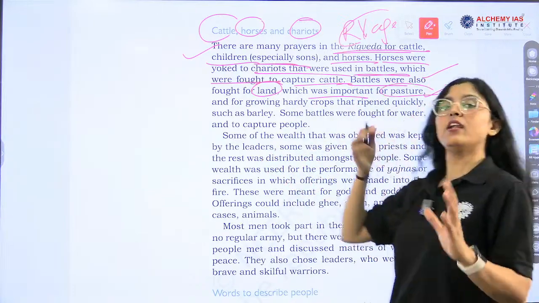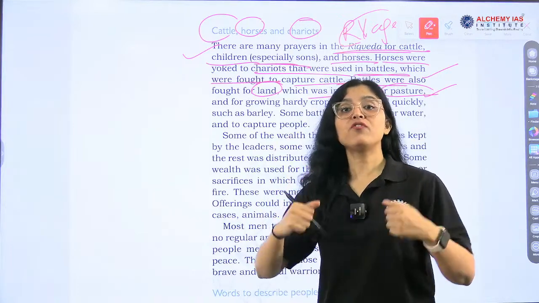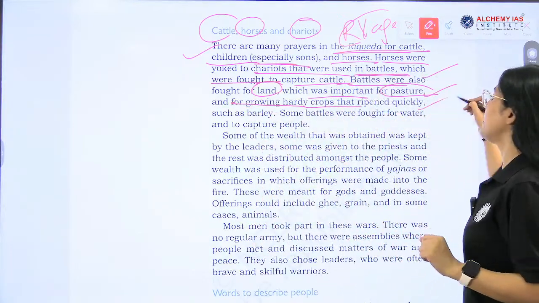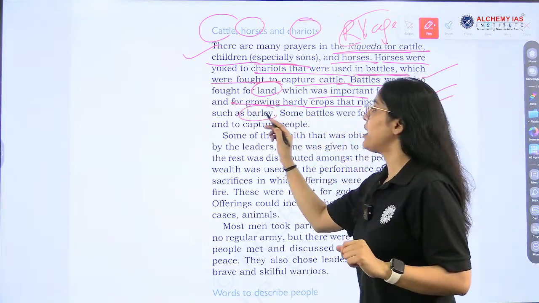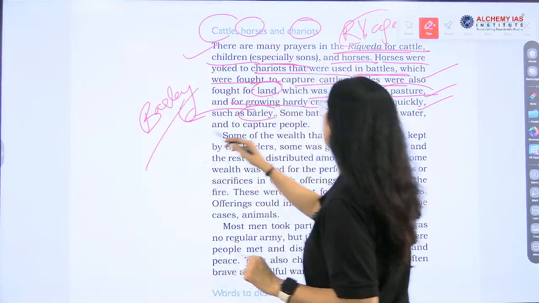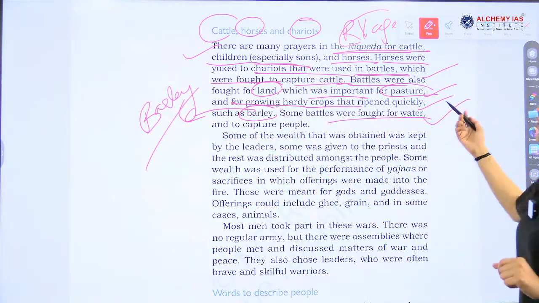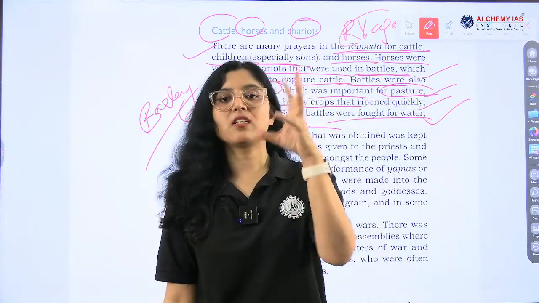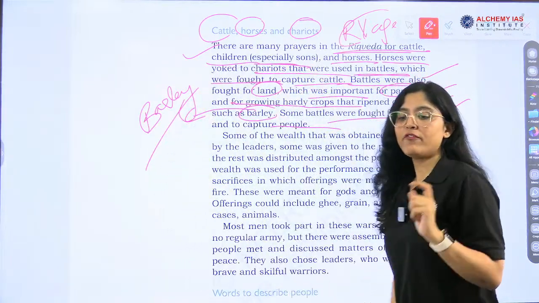See, they are fighting for land. Why? Because of resources, because of pasture for growing hardy crops that ripened quickly, such as barley. Again, barley has been mentioned. Remember this thing? Some battles were fought for water and to capture people, right? So these were the small battles that they were fighting for.